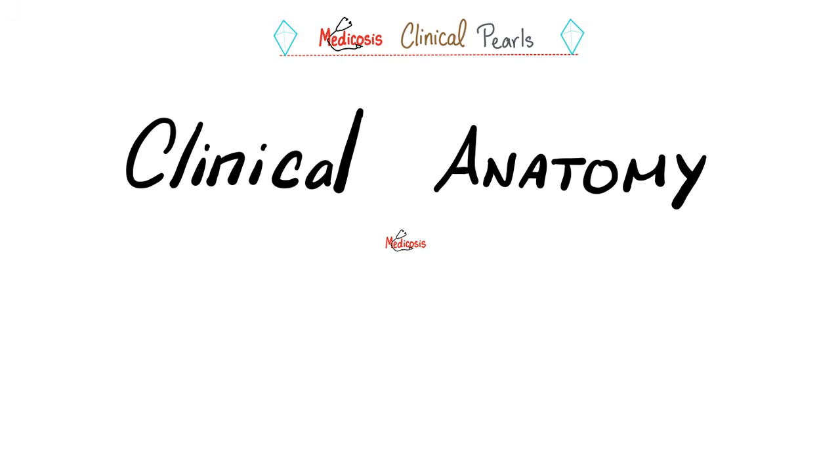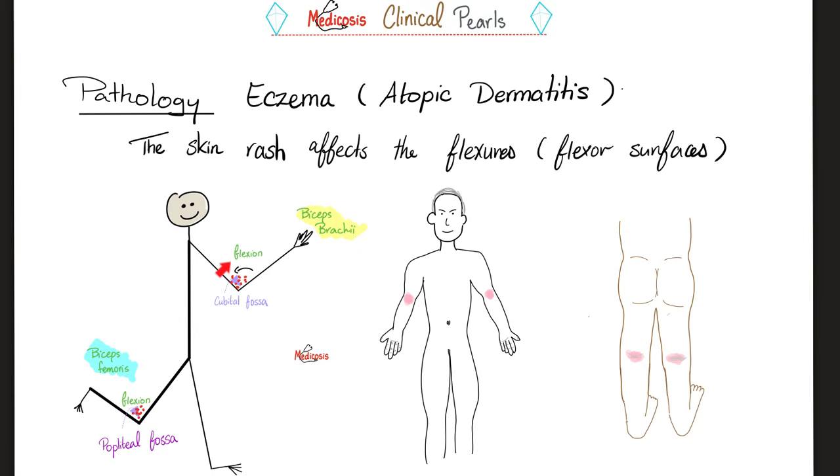You want to take it to the clinic? In front of your elbow, called the cubital fossa, and behind your knee, called the popliteal fossa, can have a rash in a disease known as eczema or atopic dermatitis. What type of hypersensitivity is atopy? Do you consider atopy to be type 1, type 2, type 3, or type 4 hypersensitivity? If you know the answer to that question, please comment below.